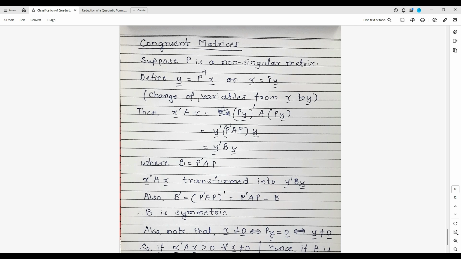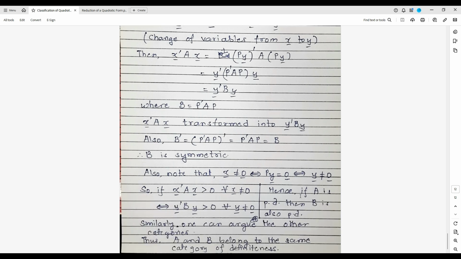So, what can we say about this? What is the relationship between this matrix A and B? So, note that this P prime AP is matrix B. So, if we take the transpose of B, we get (P prime AP) transpose, which is P prime AP again, which is matrix B. So, we can say that this matrix B is a symmetric matrix. Also, there is one thing which we can quickly note, and that is if x is not equal to 0, then P times y equal to 0 will happen only when y is equal to 0.